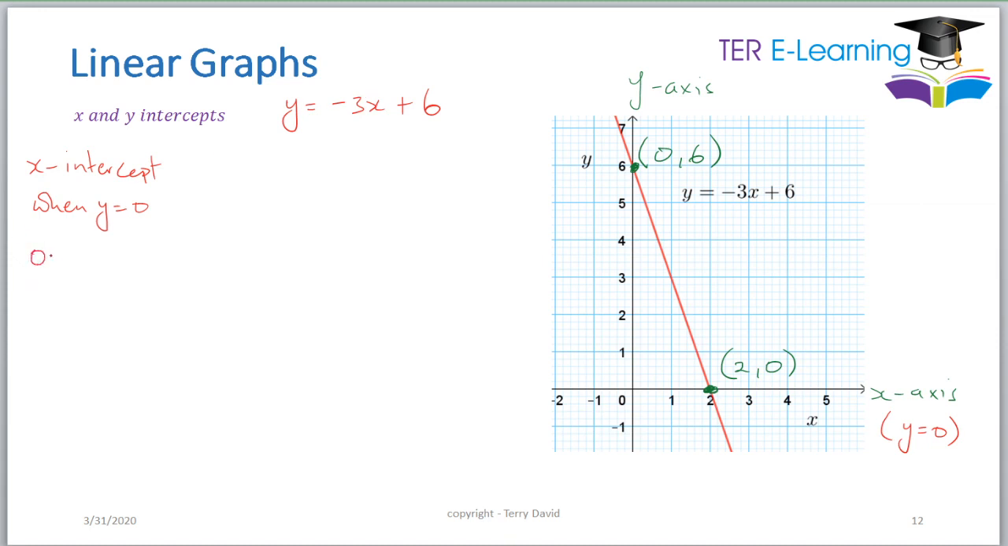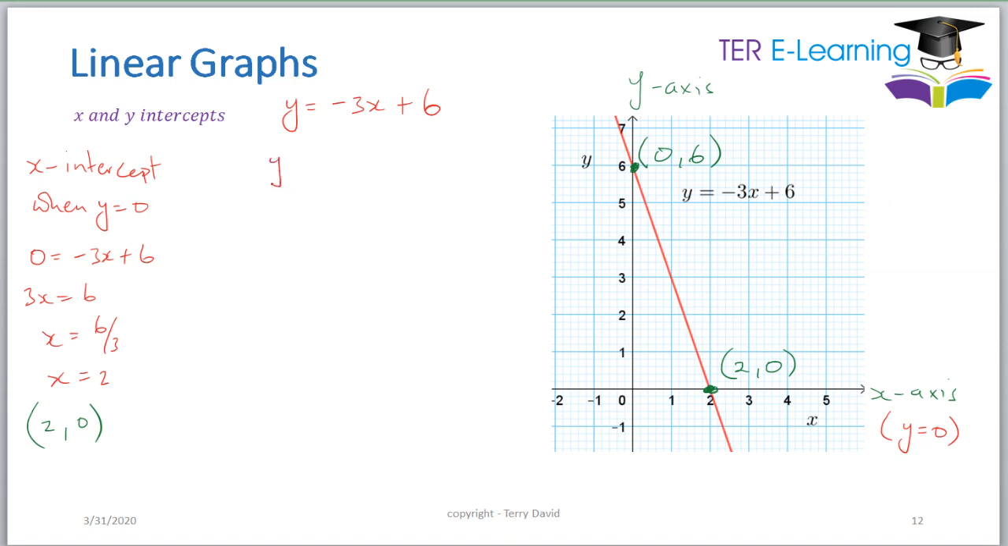My equation is going to become 0 is equal to minus 3x plus 6. If I carry the minus 3x to the left hand side, I'm going to get 3x is equal to 6, and therefore x is equal to 6 over 3. Therefore x is equal to 2. So therefore my x-intercept is going to be, I'm going to write the x value first, which is 2, and my y value, which is 0. And if you look at the graph, that's exactly what we got, right? So this is just another way to work out what the x-intercept is.